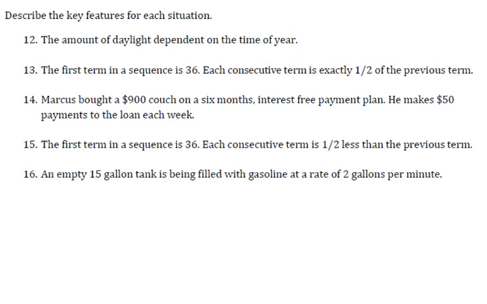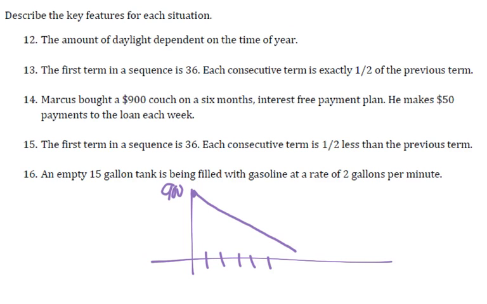Marcus bought a $900 couch on a 6-month interest-free payment plan. He makes 50 payments to the loan each week. Okay, so let's see. He bought a $900 couch, so he started off owing $900, right? And he's going to keep paying it off, 50, so it keeps going down every week. So 6 months would be 6 times 4, basically 24 weeks. So it'd go to 24 when it should be paid off.